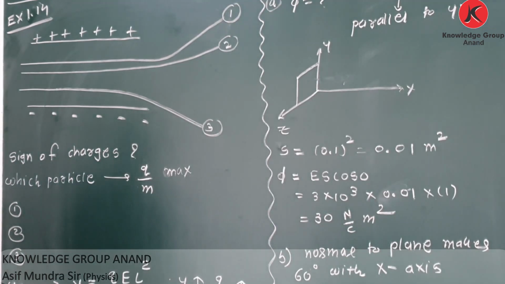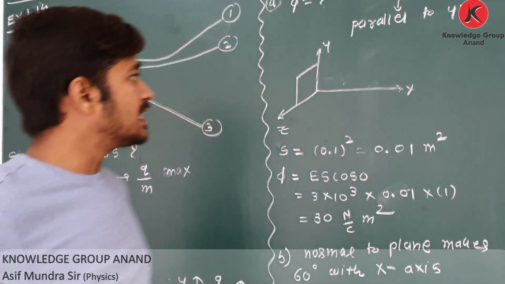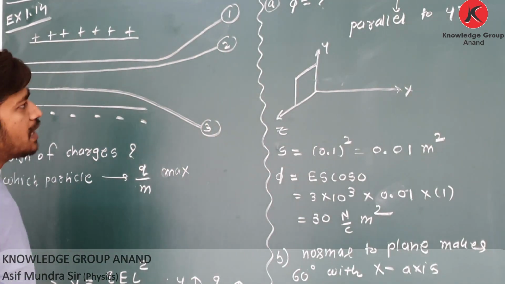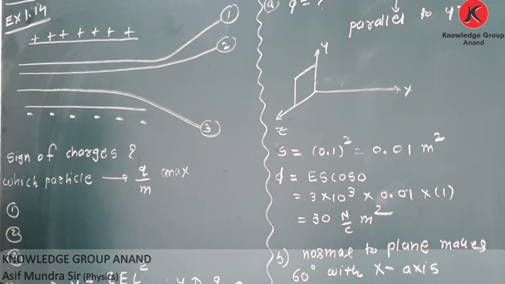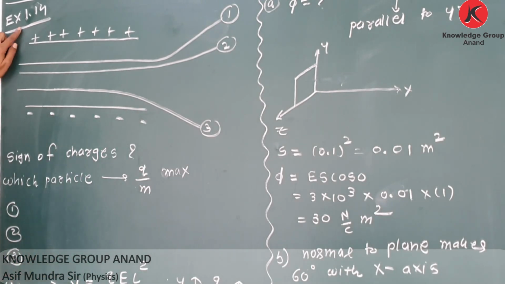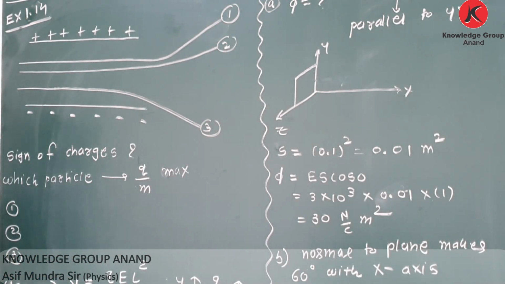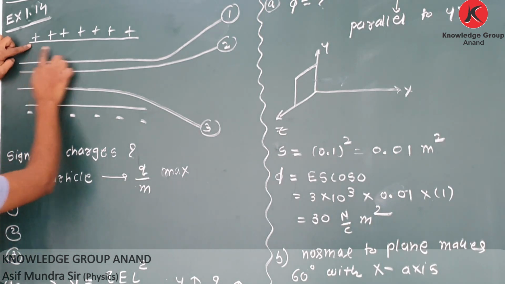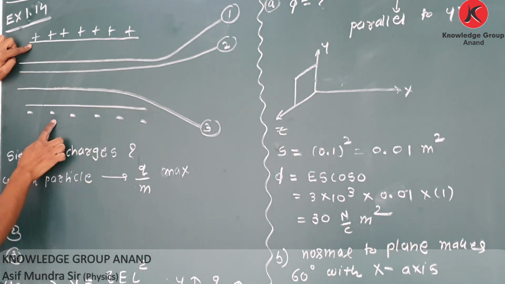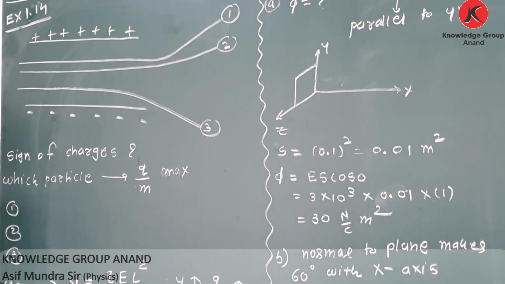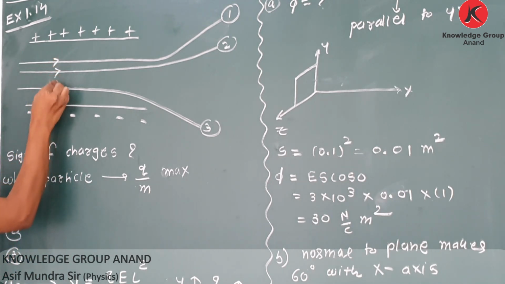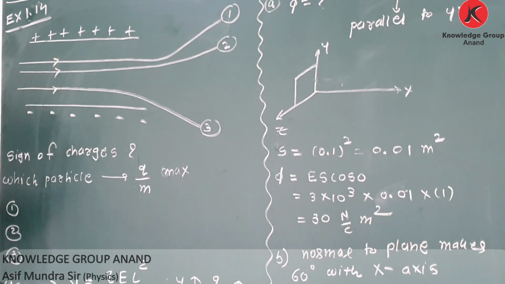Good morning, students. Lecture 2, some exercise questions based on Gauss law and deflection. See, exercise 1.14. What is the question? You are given two charged plates placed parallel to each other, forming a uniform electric field. Three charged particles are projected into this region of electric field. You are given a figure.